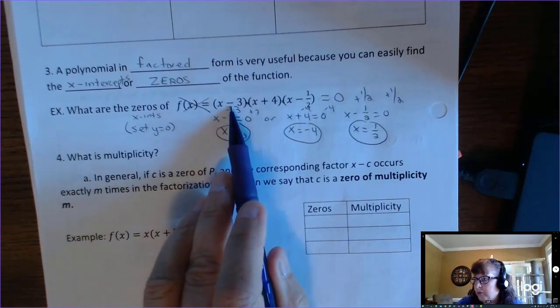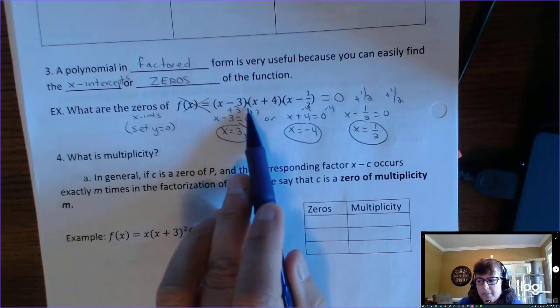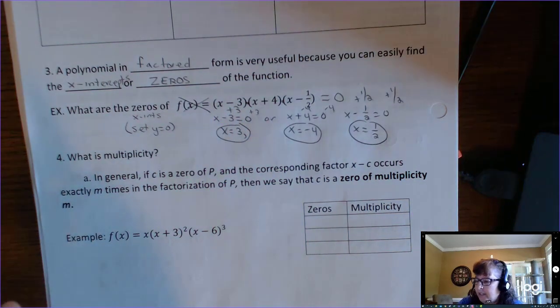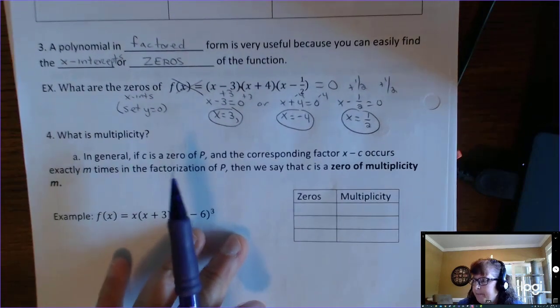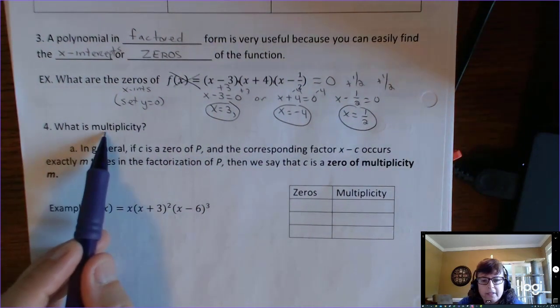So hopefully you'll learn how to just look at these factors and figure out what the zeros are. It's always the opposite of what you see because you're always going to be adding the opposite to get x by itself. Okay. The next thing, when it's in factored form, we have to know about something called multiplicity.